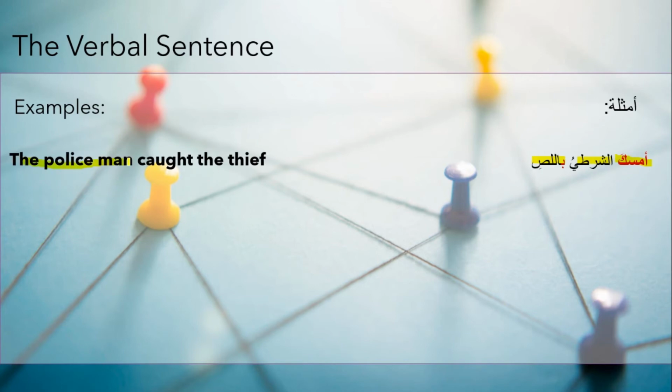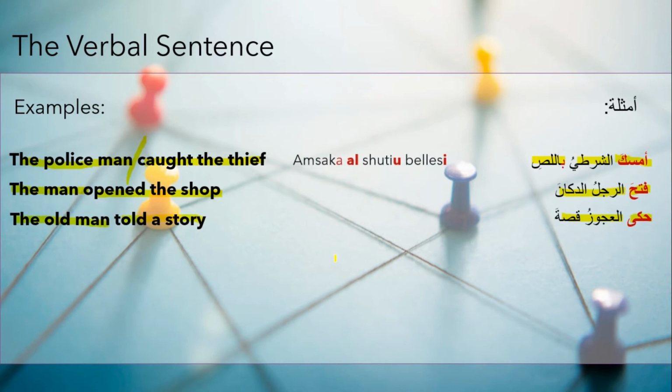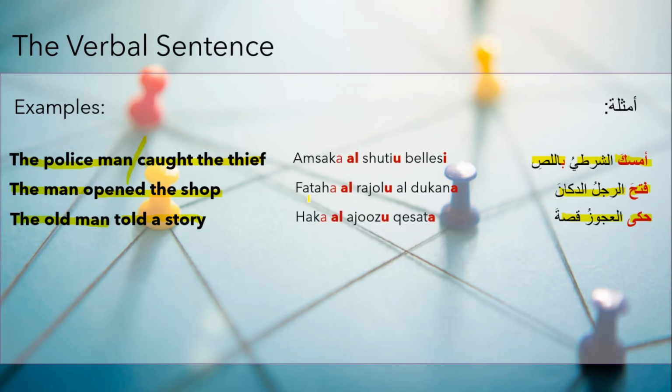أمسك الشرطي باللص. The policeman caught the thief. If I say the policeman and then I stop, you won't benefit anything. What's wrong with the policeman? I don't know. So the policeman caught the thief. أمسك الشرطي باللص. فتح الرجل الدكان. The man opened the shop. حكى العجوز قصة. The old man told a story.